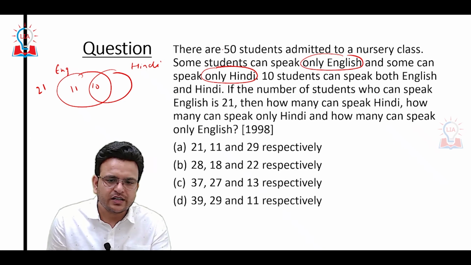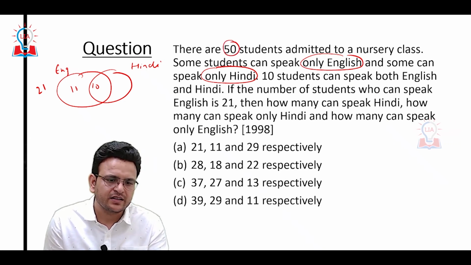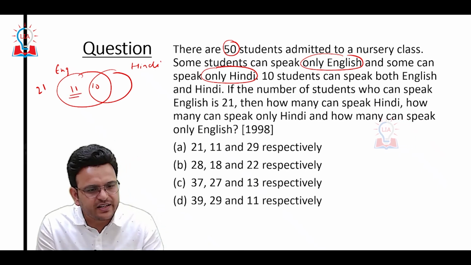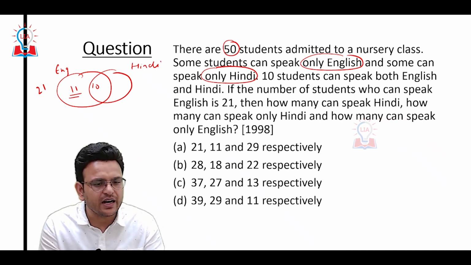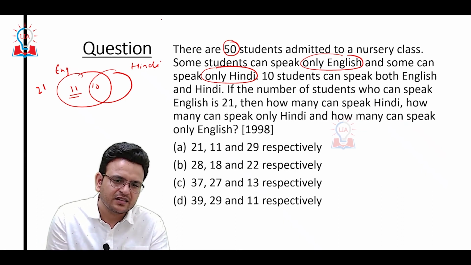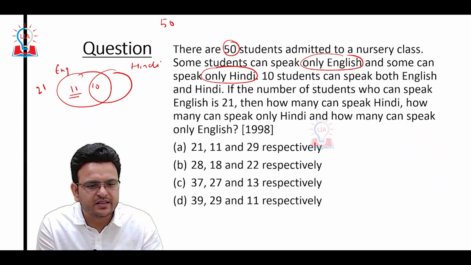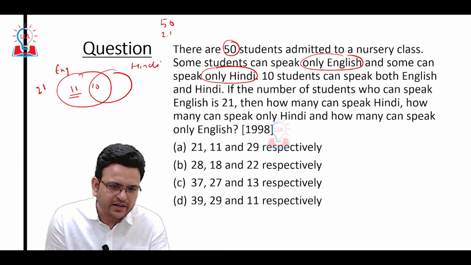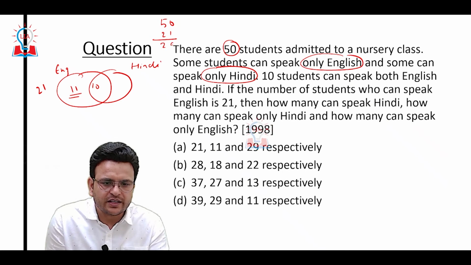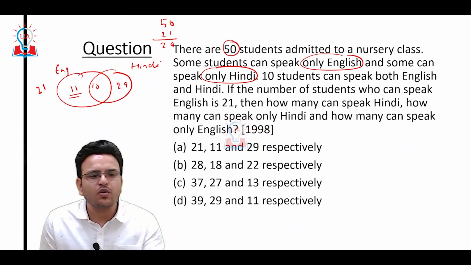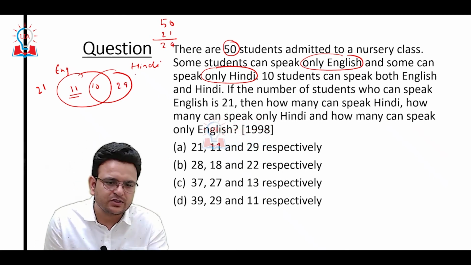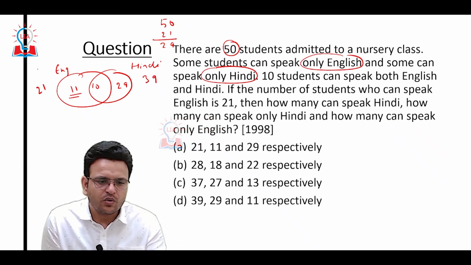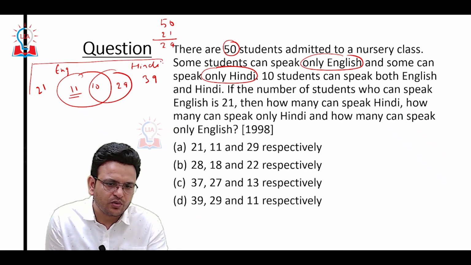Okay, so total students are 50. Then 11 can speak only English. 10 can speak both Hindi and English. So it becomes 21, and 50 minus 21 is 29. 29 can speak only Hindi. And how many can speak Hindi in total? That becomes 39. So the only thing is you have to understand how to draw this diagram.